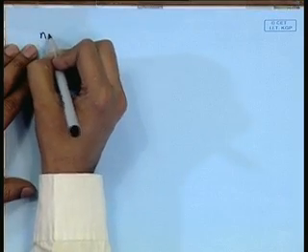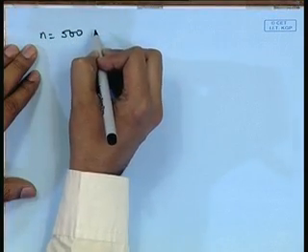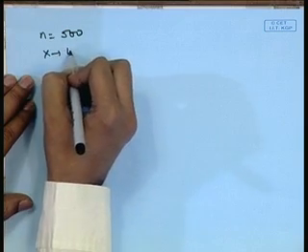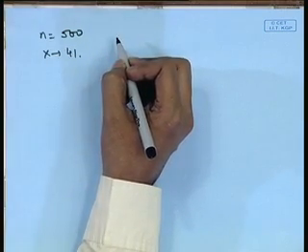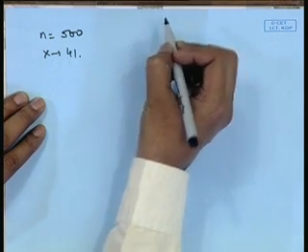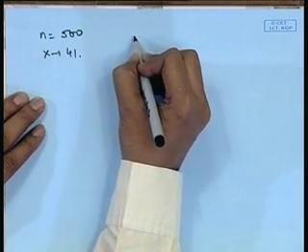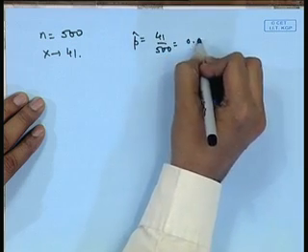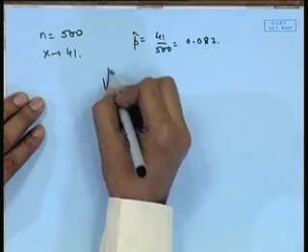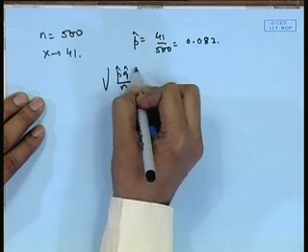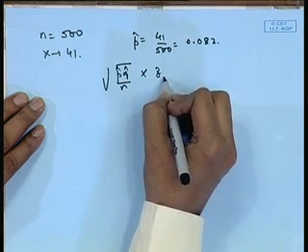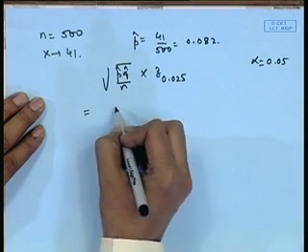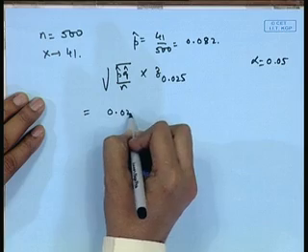Suppose a random sample of 500 customers was considered, and here X is observed to be 41. Let us look at p hat and q hat here. So, p hat turns out to be 41 by 500, that is 0.082. So, if we consider root p hat q hat by n into z 0.025, suppose I take alpha equal to 0.05, then this value turns out to be 0.024, say.